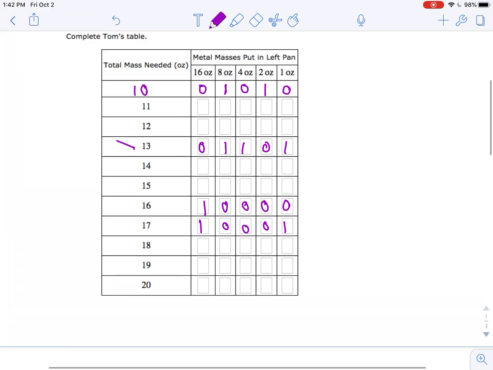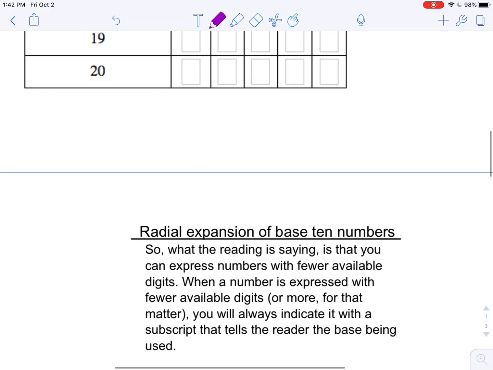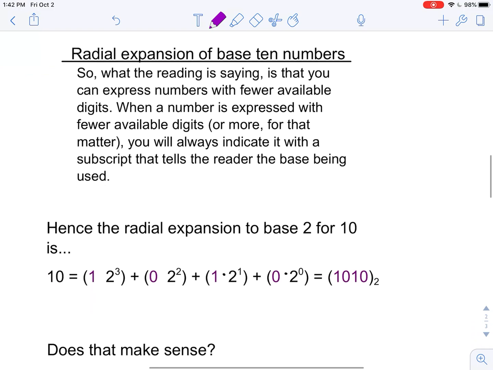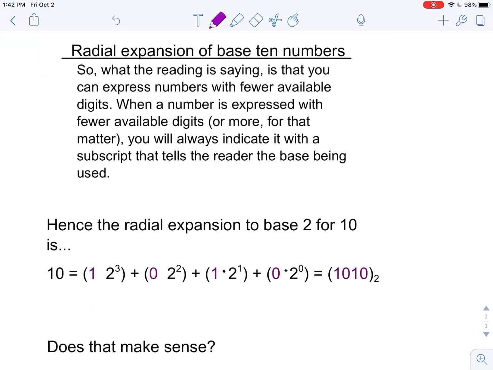I'll let you go ahead and finish out the rest of this table, and I'm going to continue our discussion now with this idea of what we're going to call radix expansion of base 10 numerals. So if I take, for example, the number 10 and describe this in terms of base 2, I would actually write 1010 in parentheses with a base of 2.